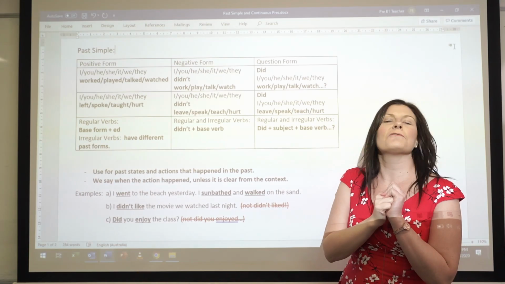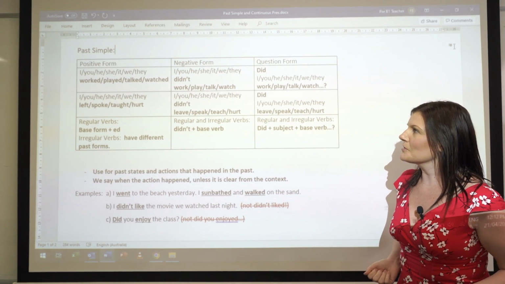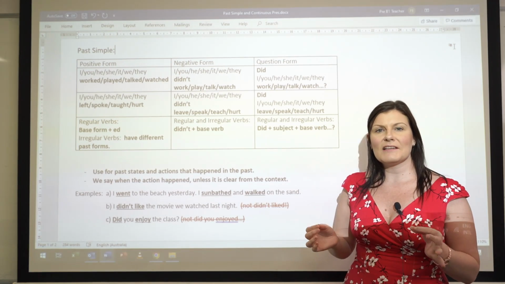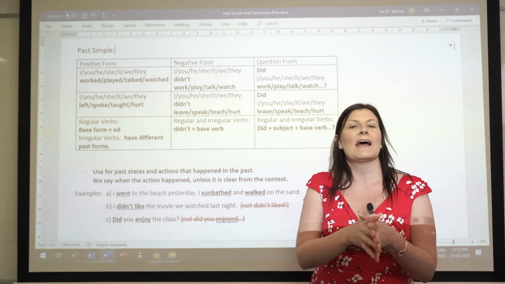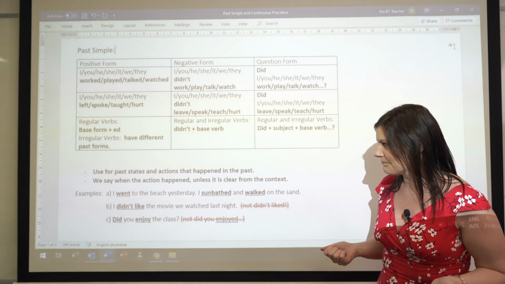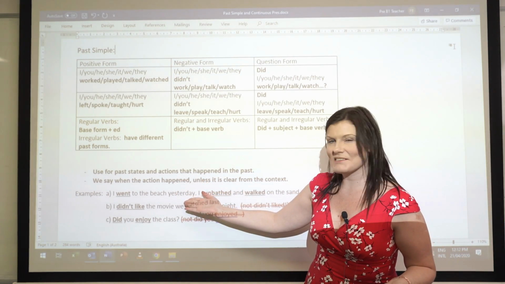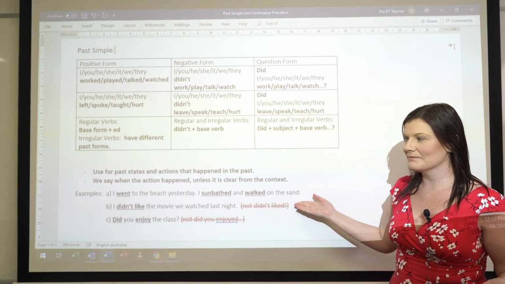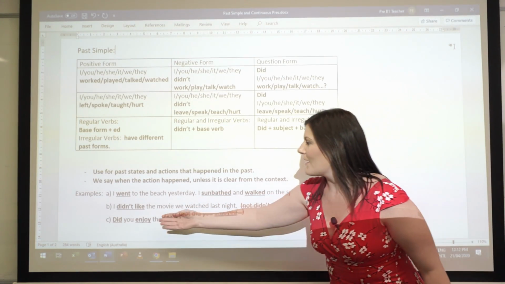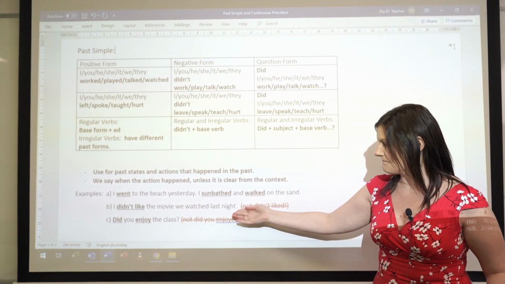Now that we know the form, let's look at the functions and the examples. When we use the past simple, it's fairly basic. We use it for actions that are completed in the past. Actions that happen before now. For example, I went to the beach yesterday. I sunbathed and walked on the sand. I didn't like the movie we watched last night.